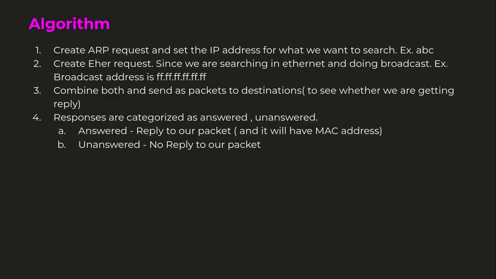Now what is the algorithm behind this? In general, you will be creating the ARP request and you will set the IP address you want to search for inside your network, and you will be creating the ether request as well. So here it may be looking different, it's a typo error. It is the ether request. Since we are searching inside the Ethernet and we are going to do the broadcast, we need to create the ether request as well. In order to create the broadcast message, you need to have the broadcast address as ff:ff and so on. At last, the third part, you will combine both and send them as packets to the destinations.